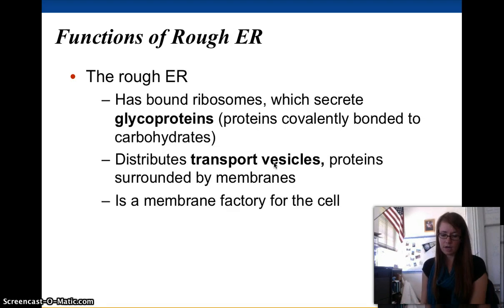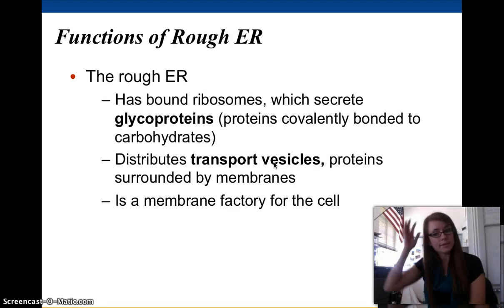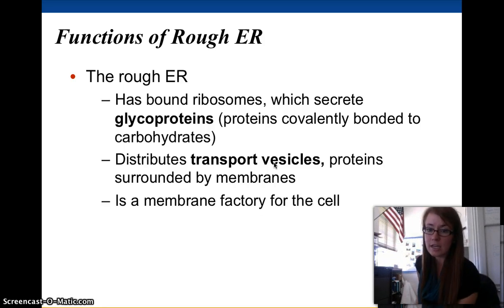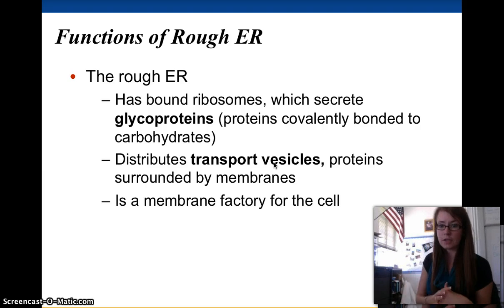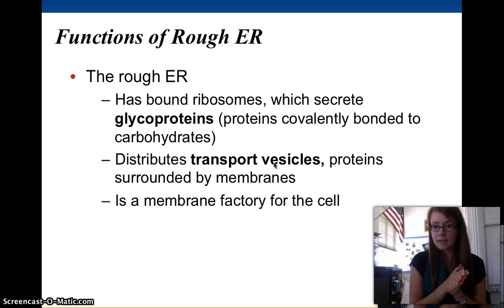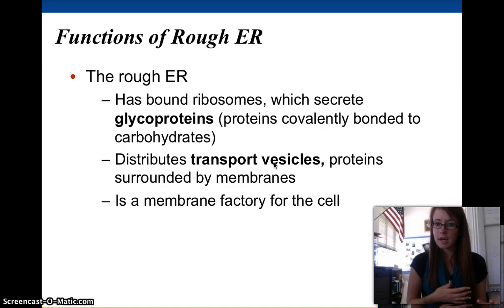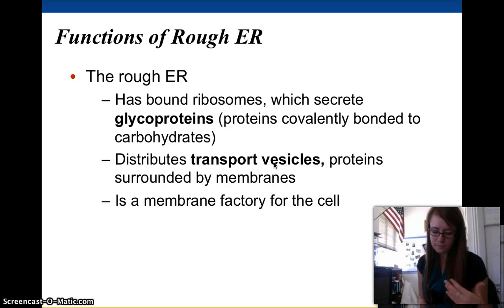Then we have the rough ER. So remember, this is the endoplasmic reticulum that has ribosomes on it. And these ribosomes secrete what are called glycoproteins. Glycoproteins are proteins that are covalently bonded to carbohydrates. So we have these proteins, and they just have a carbohydrate on them. Covalently bonded means that they are sharing electrons because they're an organic molecule, so they're going to be covalently bonded and not ionically bonded.